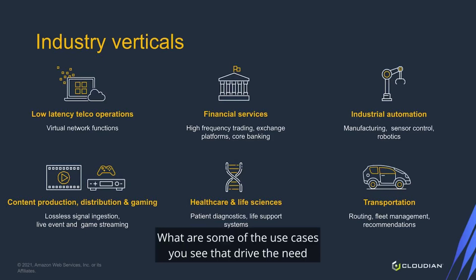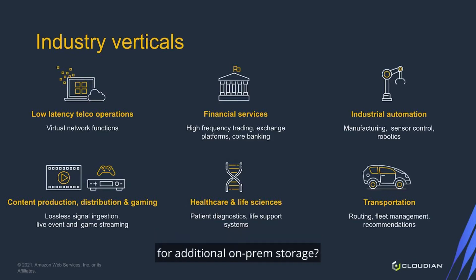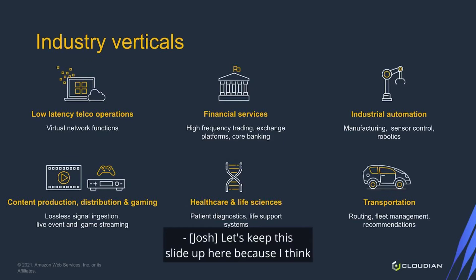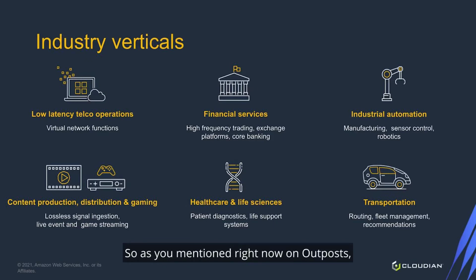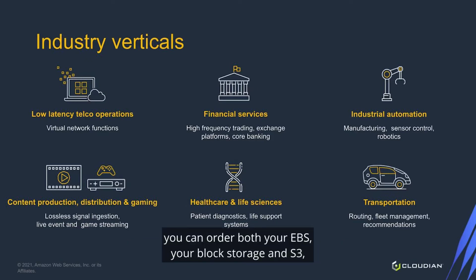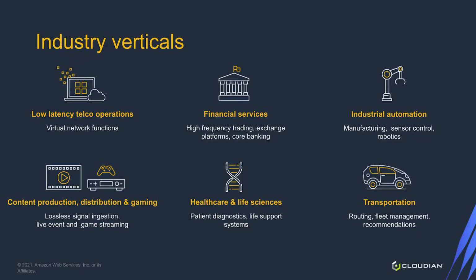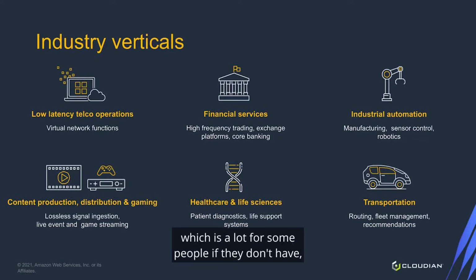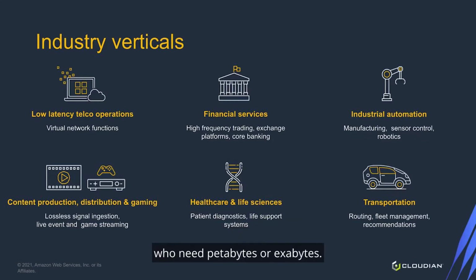What are some of the use cases you see that drive the need for additional on-prem storage? Let's keep this slide up here because I think there's a lot going on here. As you mentioned, right now on Outpost you can order both your EBS, your block storage, and S3, which is object storage, in chunks up to about 100 terabytes, which is a lot for some people, but is not a lot for people who need petabytes or exabytes. So where we start hearing that is, again, kind of all over the map.